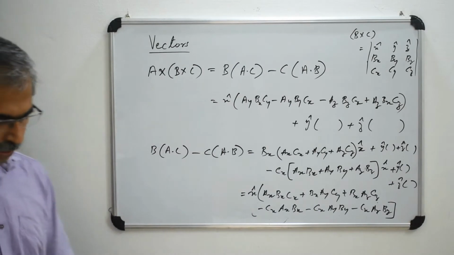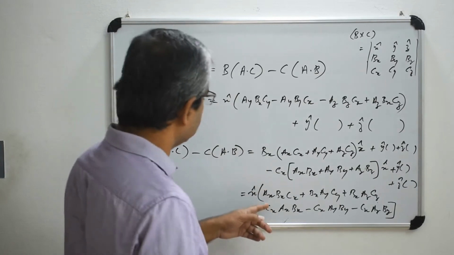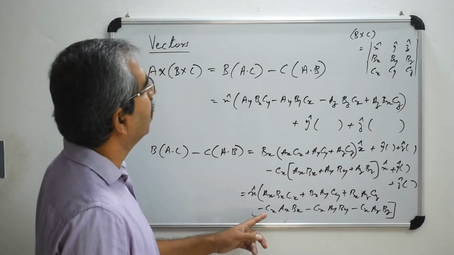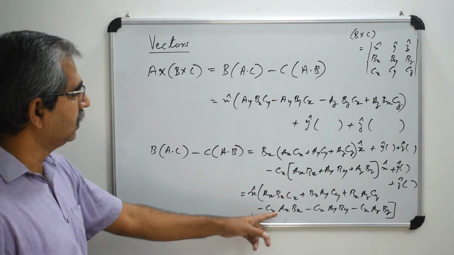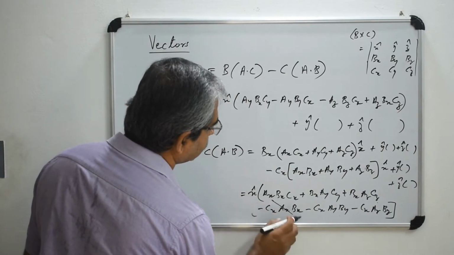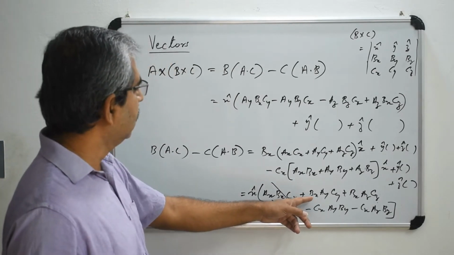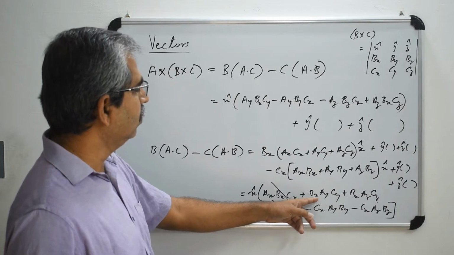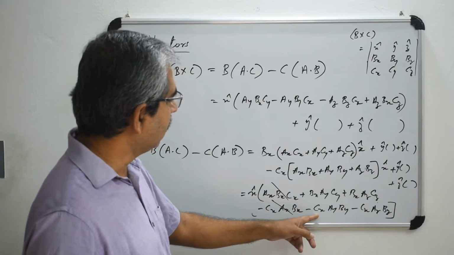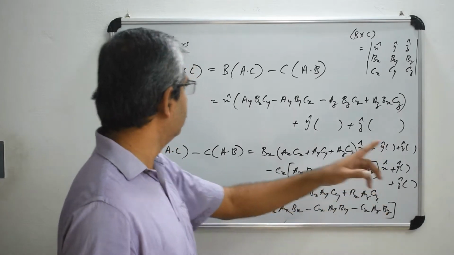Okay, right. Now, see, some of these will cancel, isn't it? That is Ax, Bx, Cx is there. And from this one also, you have this particular term, minus Cx into Ax into Bx. So these two terms will cancel. Now, you can see that this is equal to Bx into Ay into Cy, Bx into Az into Cz, minus Cx into Ay into By, minus Cx into Az into Bz.